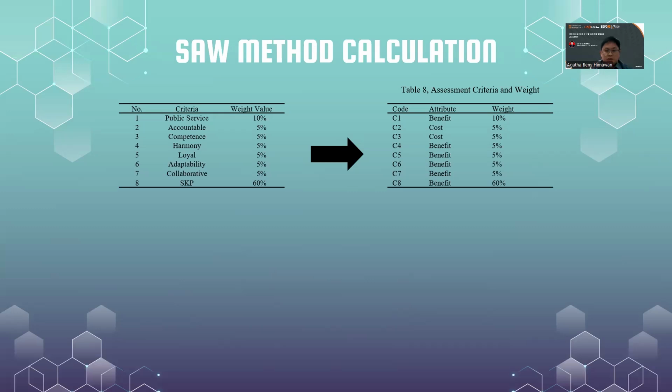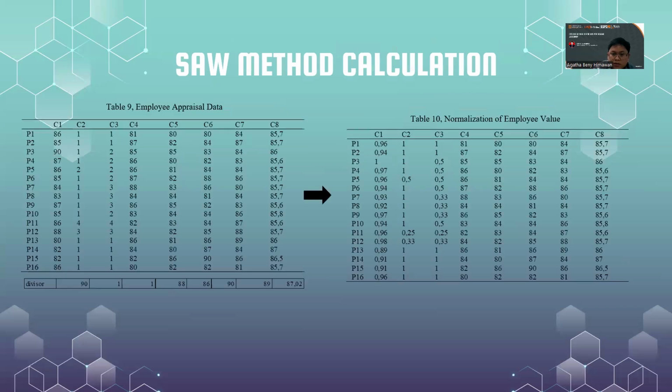In the SAW method's calculation, the first step is to group the existing criteria into two types of attribute, benefit and cost. The distribution of characteristics on each criterion is shown in table 8. Meanwhile, the employee personal data and the normalized data are shown in tables 9 and 10.